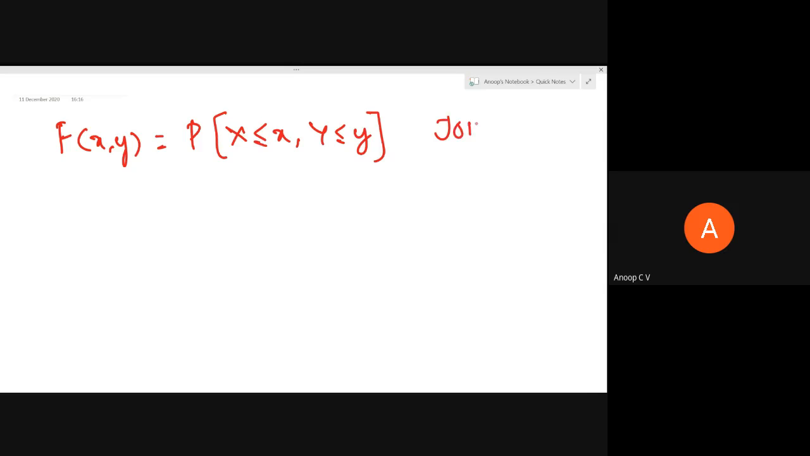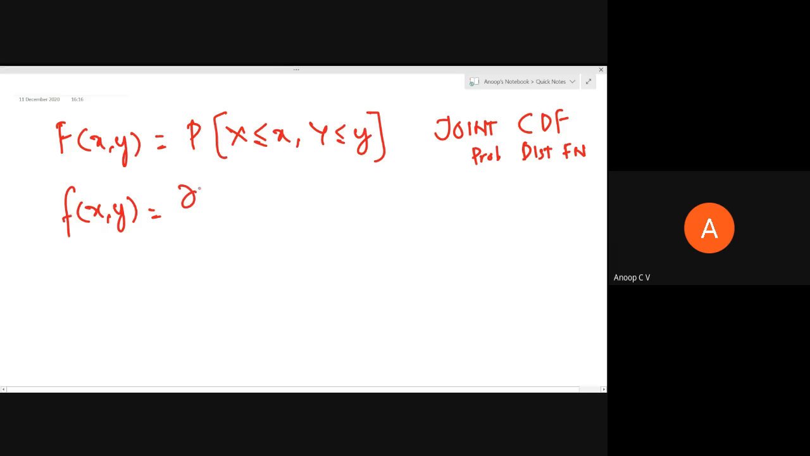Joint probability distribution function. Normally if it is a probability distribution function, I'll write it as CDF. Joint CDF. So in this case, F of x comma y, you can just note it down. Normally in our one dimensional case or single variable case, it was actually d by dx.